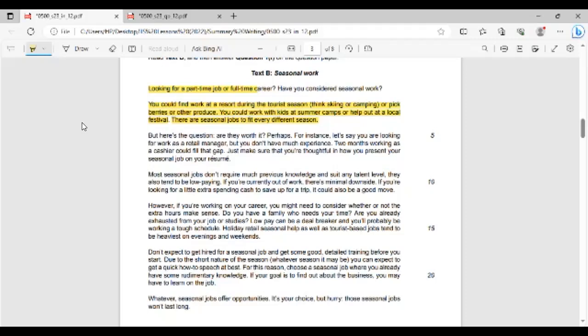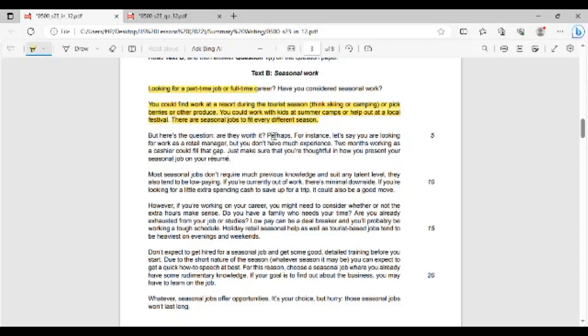All right, let's move on. But here's the question. Are they worth it? Perhaps. For instance, let's say you are looking for work as a retail manager, but you don't have much experience. 2 months working as a cashier could fill that gap. Just make sure that you are thoughtful in how you present your seasonal job on your resume. So, there's another question about the worthwhileness, permit me to use the word, of seasonal work. And the writer is saying, are they worth it? However, the writer answers the question in a very uncertain manner.